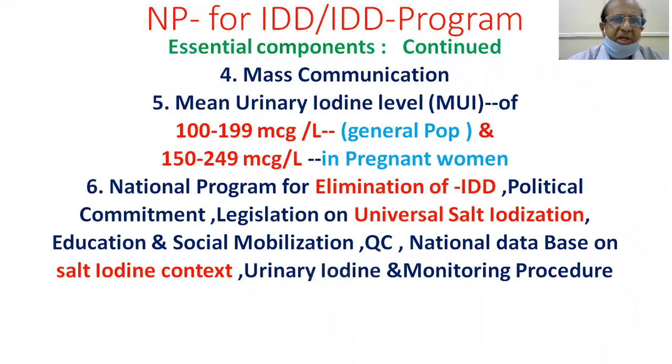Mean urinary iodine level of the general population is 100 to 199 micrograms per liter. For pregnant women it is 150 to 249 micrograms per liter. The National Program for Elimination of IDD includes political commitment, legislation and universal salt iodization, education and social mobilization, quality control, and a national database on salt iodine content, urinary iodine and monitoring procedure.